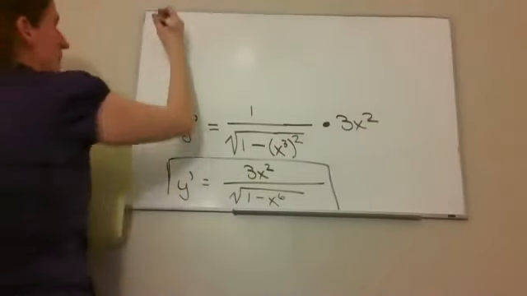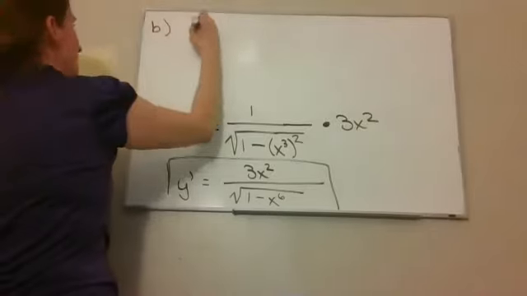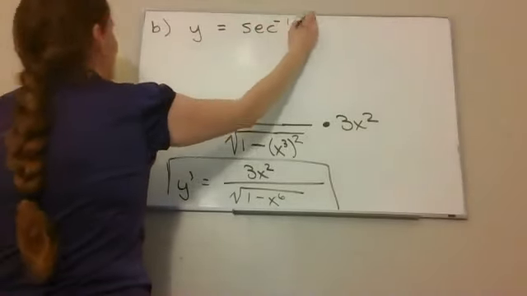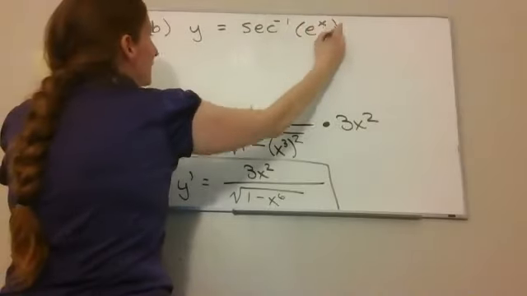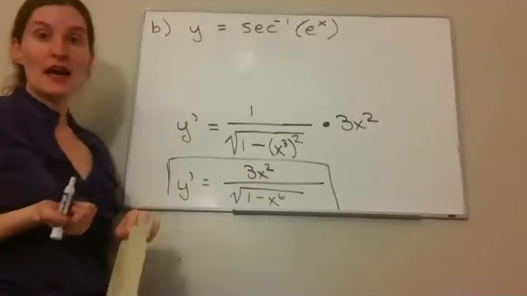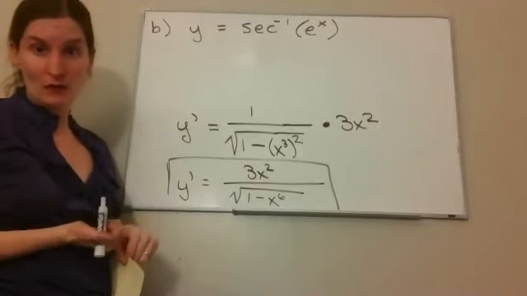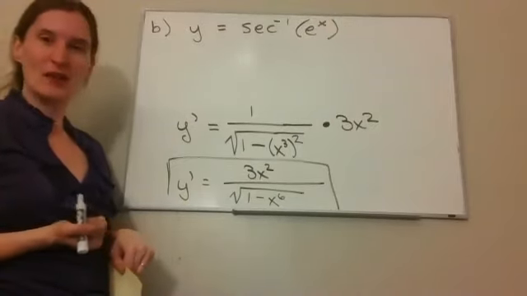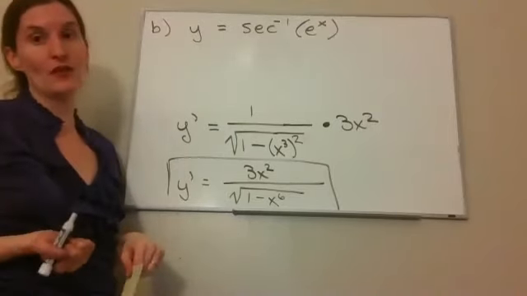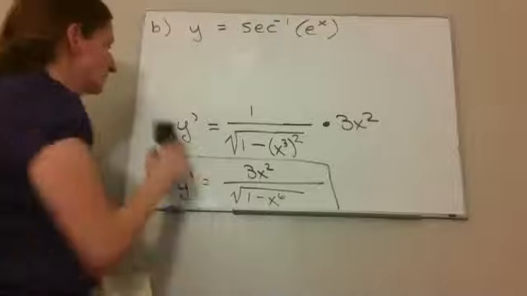Part B, differentiate y equals secant inverse of e to the x. This is going to be a chain rule again. I have to have the derivative of secant inverse with every single x replaced with e to the x, and then times the derivative of e to the x.